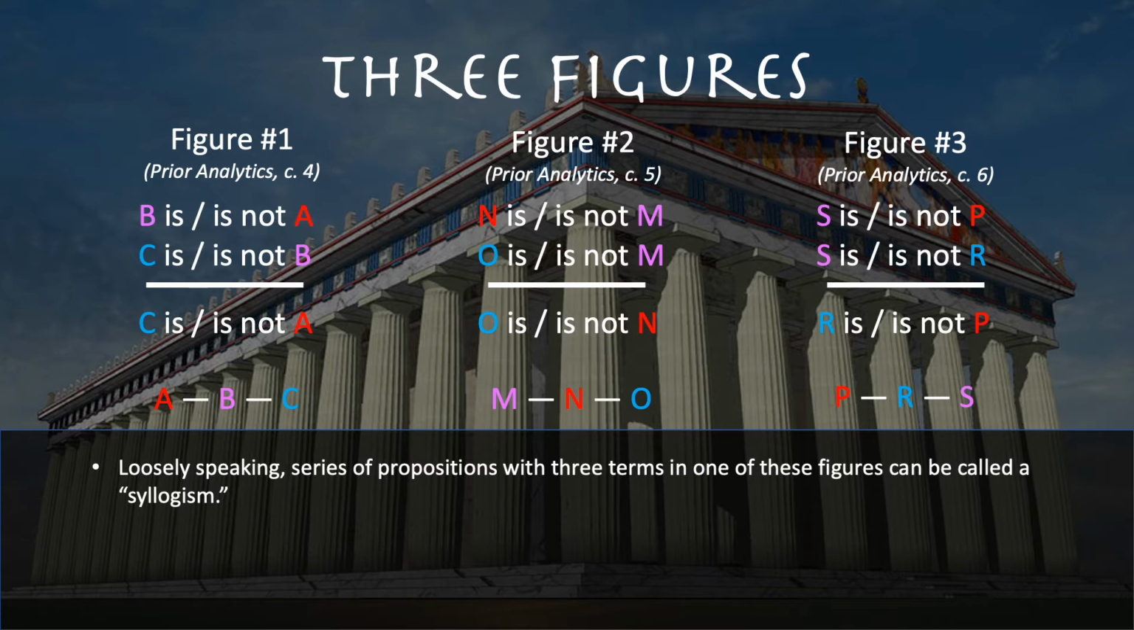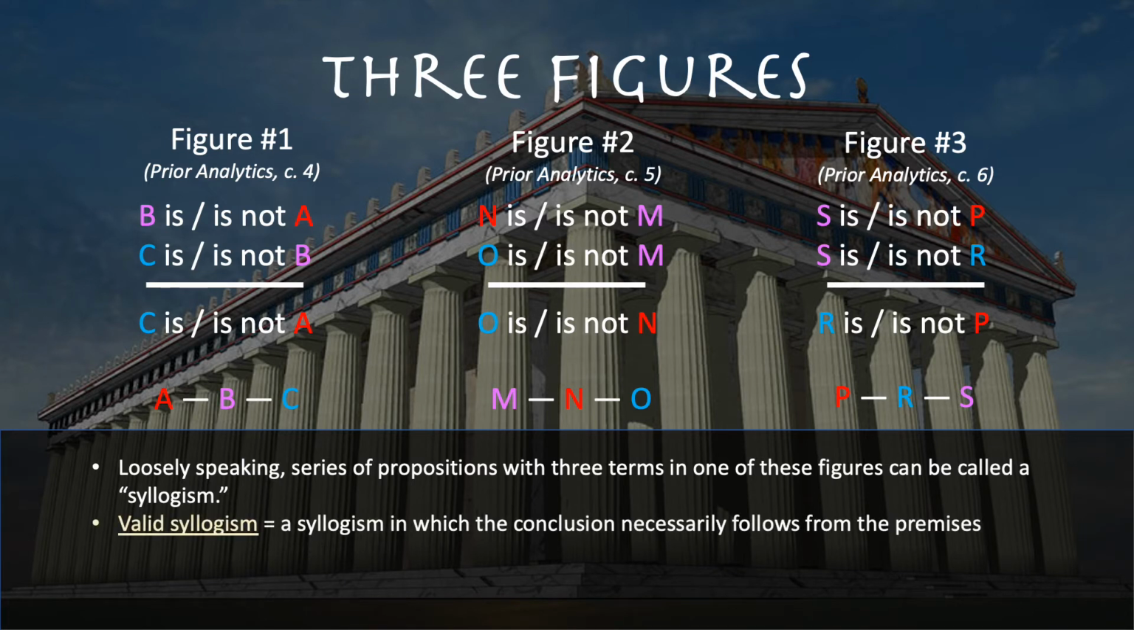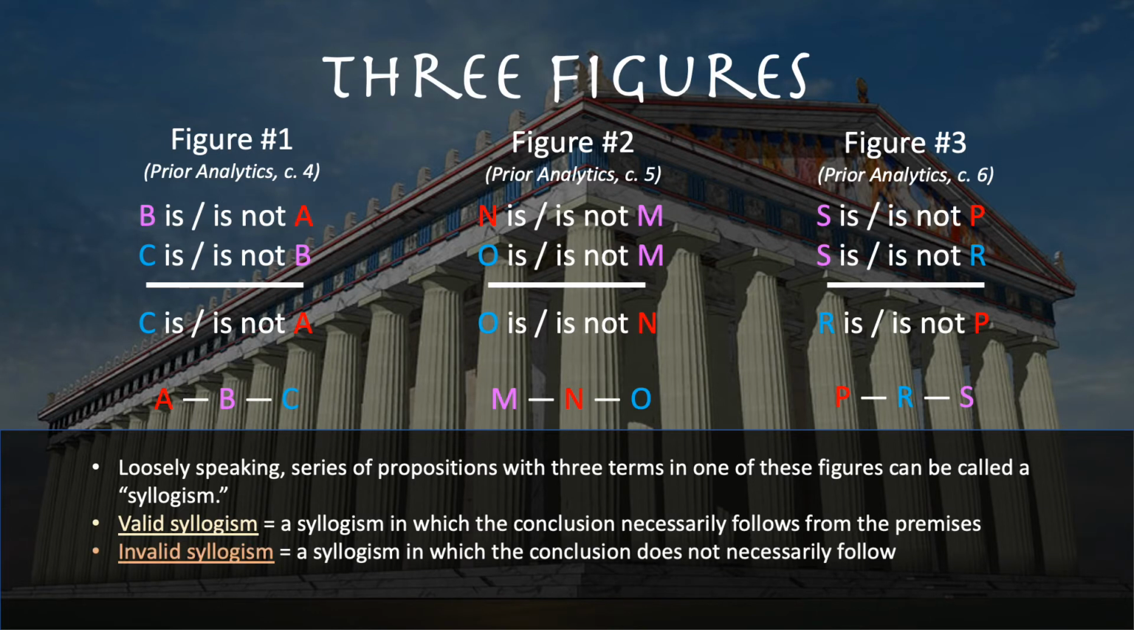Loosely speaking, a series of propositions with three terms in one of these figures can be called a syllogism. This is how most modern textbooks of logic will speak about the syllogism. That is, they'll speak about syllogisms loosely speaking. A valid syllogism, they will say, is a syllogism in which the conclusion necessarily follows from the premises. Strictly speaking, the only kind of syllogism is a valid syllogism, because Aristotle has defined a syllogism as one in which the conclusion necessarily follows from the premises. Nevertheless, when we speak about syllogisms loosely, syllogisms can be divided into valid syllogisms and invalid syllogisms.